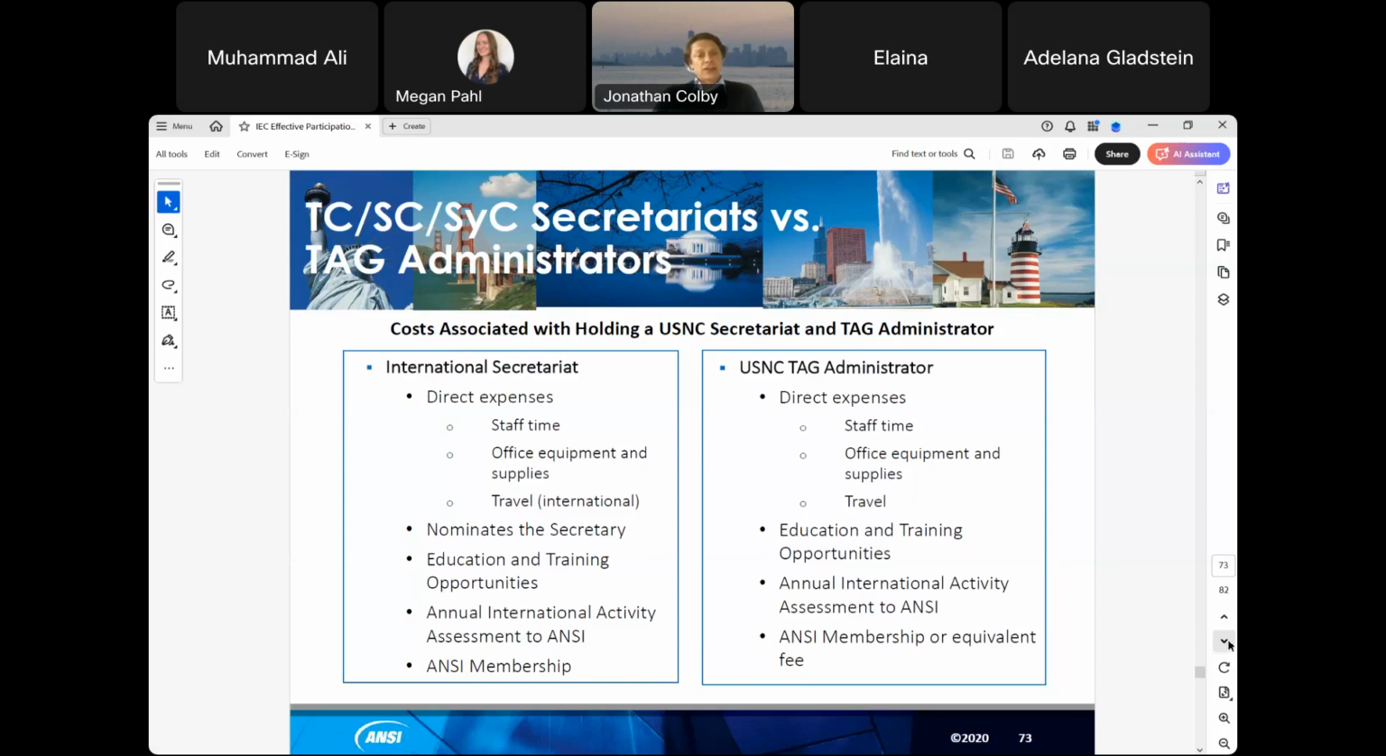Now for the TAG administrator, there are similar costs. Those are again direct expenses, staff time, office equipment and supplies, and then domestic travel, because your TAG usually meets face-to-face at least once a year. There would be costs associated with any training and education opportunities, and any annual international activity assessment that's required by ANSI. And as a TAG administrator, there are ANSI membership or equivalent TAG administrator fees that must be paid. So to summarize, there are costs associated with holding these key leadership roles, but the benefits are there for sure.